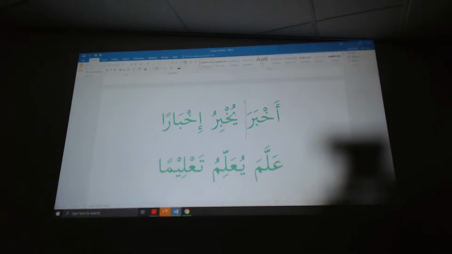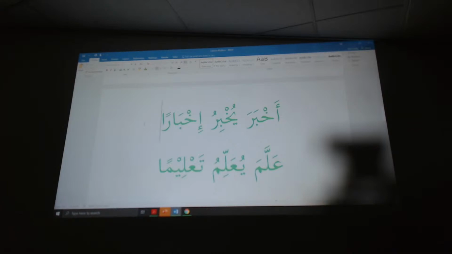So our objective here is to go through the families, and we're going to get practice on the families. Now, if you're at home, obviously, you're going to have to go through the families at home, right? The best case scenario for us is to test. So akhbara yukhbiru ikhbaran is the first family.